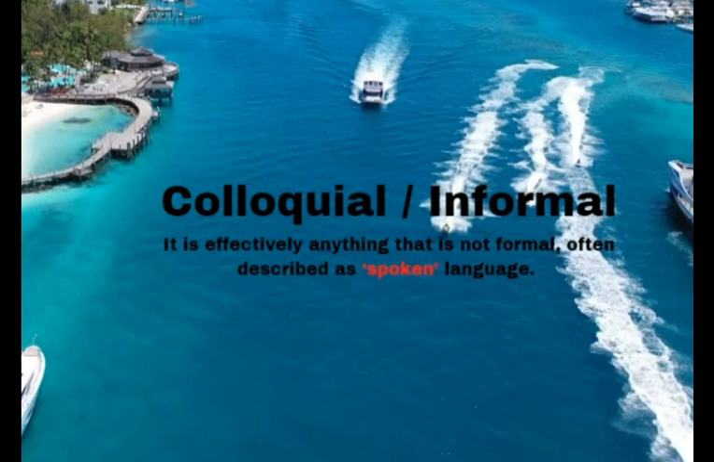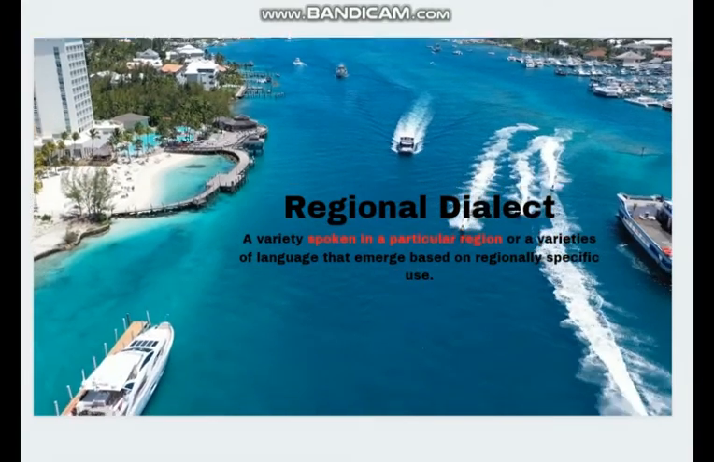Colloquial or informal language is effectively anything that is not formal, often described as spoken language. It is informal as the aim is to communicate rather than stick rigidly to rules. So it is where we see contractions and idiomatic language being used. There are countless varieties of this.